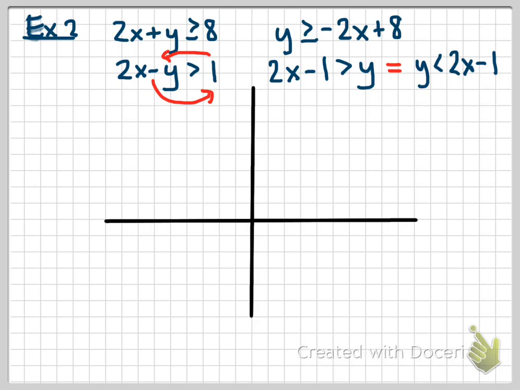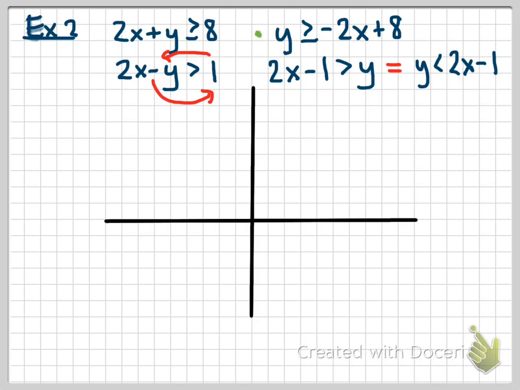So on the first equation we made it y equals, so it's y is greater than or equal to negative 2x plus 8. The second equation, we brought the negative y to the right side and the 1 to the left side. So now it's 2x minus 1 is greater than y. I flip the whole thing around and the point is still facing the y. So it's y is less than 2x minus 1. We're going to graph the first one in green.